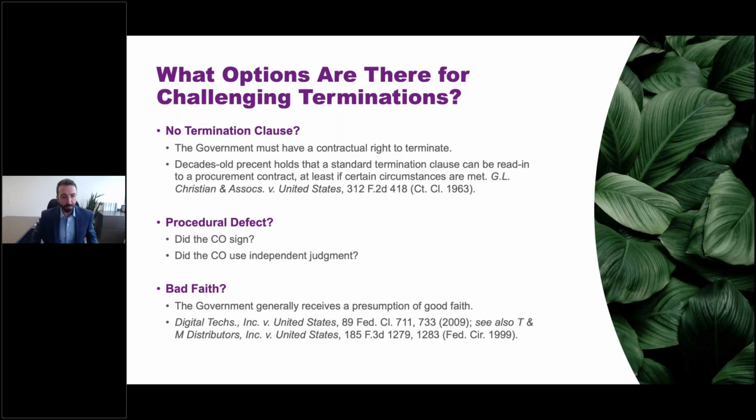The last point is bad faith. So the courts have said that when the government terminates for convenience, it should act in good faith. It cannot, in other words, terminate. And if it does, that can actually be grounds to dispute the termination. But that's a really high bar. The courts have said they've got some lofty language about what a high bar that is, and the government actually receives a presumption of good faith. In other words, the starting assumption is if the government did something, it did it in good faith.